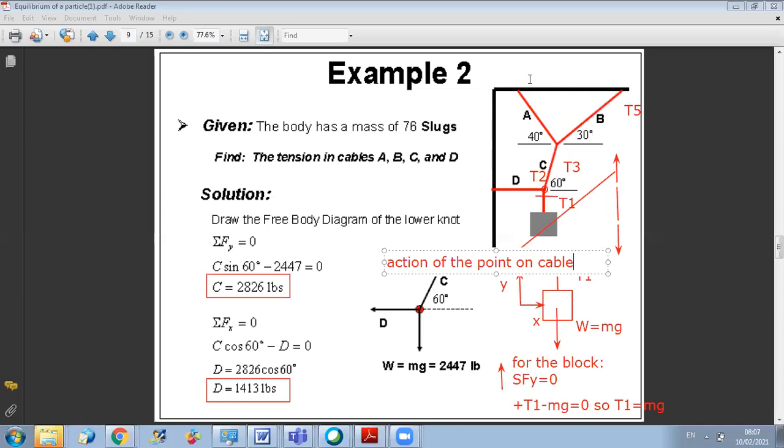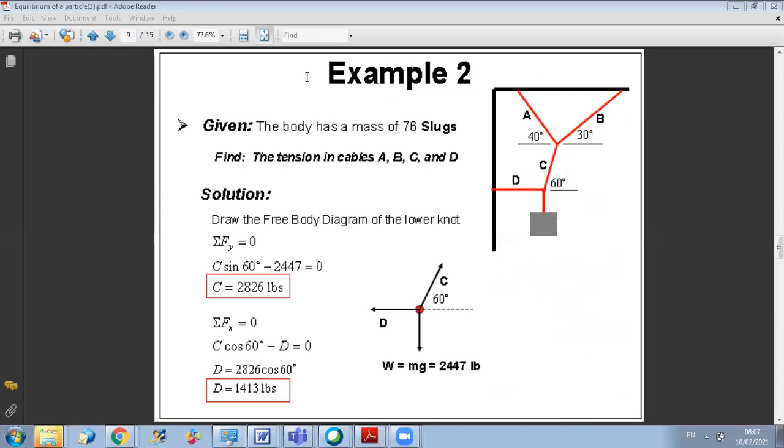Once you isolate your block, when you take the free body diagram of the block, you are isolating it like this. So the only cable in contact with it at this location is this cable. This is why you put on the block the weight and T1. Now, when you consider this point here, this point is attached to the three cables.